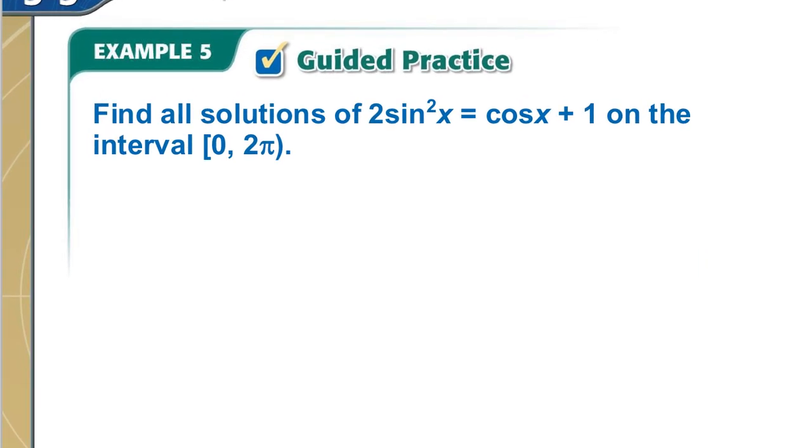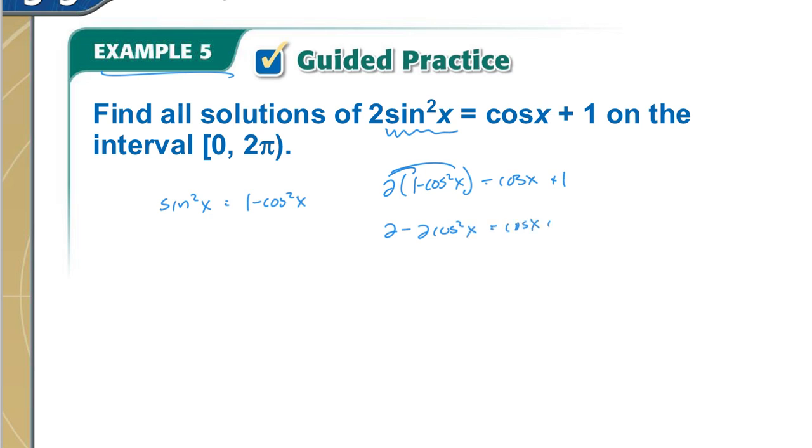Okay, this one again is like example 5 this time. We have different functions. We have sine and cosine, okay? But the sine function is squared, so I could use a Pythagorean identity and get this entire equation in terms of cosines, which will make my life easier. So our identity is that sine squared of x equals 1 minus cosine squared of x, okay? So that's going to give us, with that substitution, 2 times 1 minus cosine squared of x equals cosine of x plus 1. Little distributive property on the left side here, we get 2 minus 2 cosine squared of x equals cosine of x plus 1.